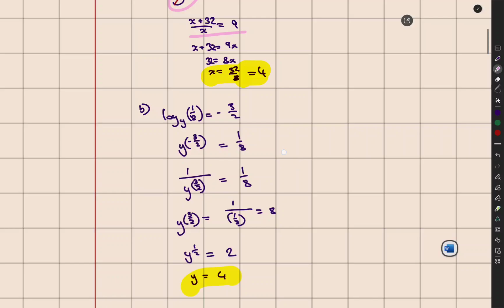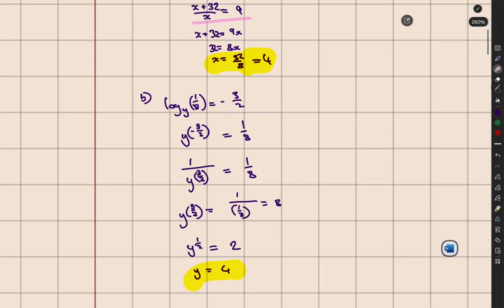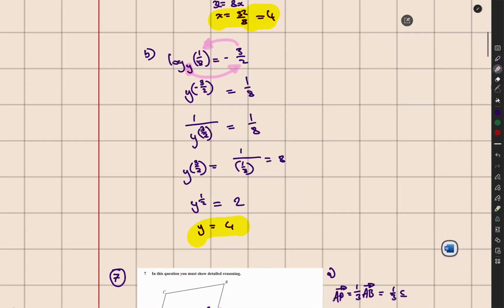So starting once more by thinking about what this implies. I know in my log laws that this value to the power of this value should give me that value. It's one of my first log laws. Therefore, I can simply write y to the power of minus 3/2 is equal to 8.